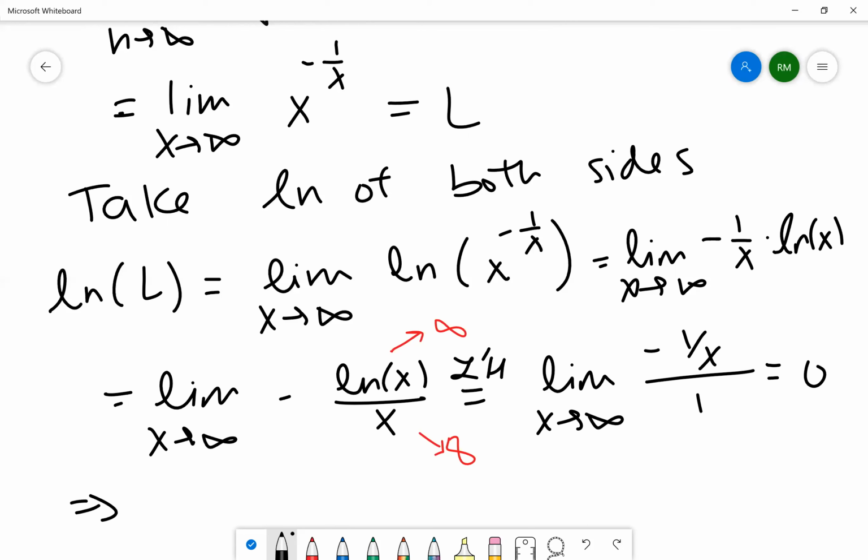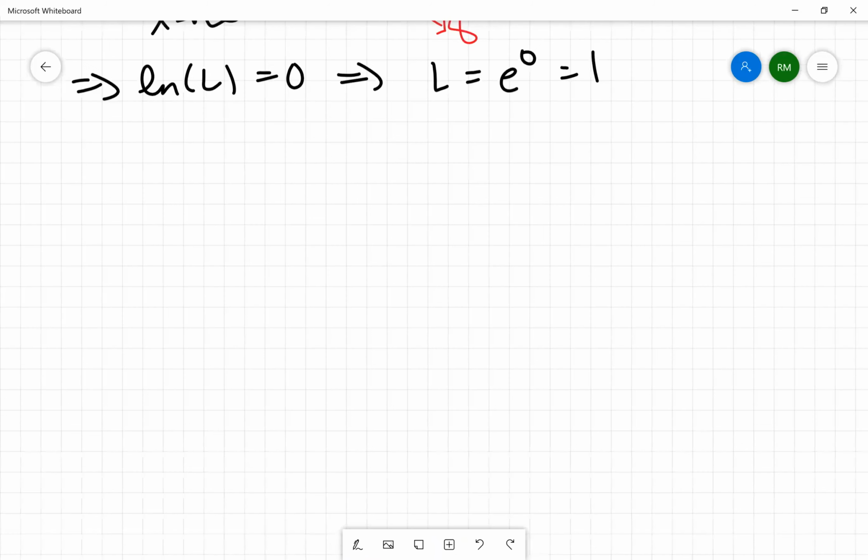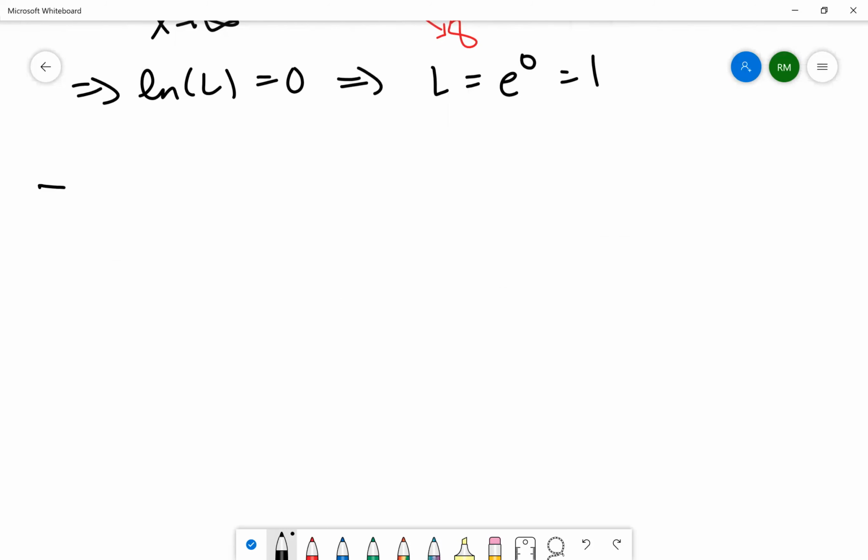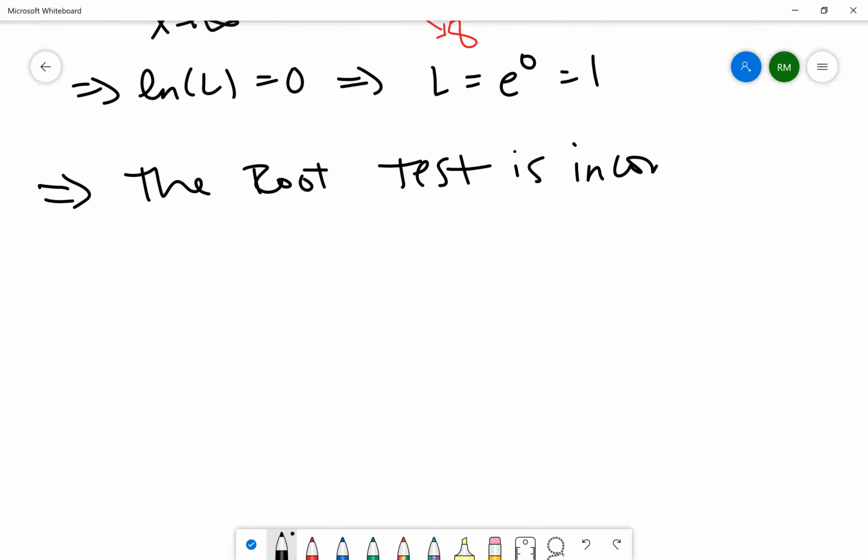And so this tells us that the natural log of our limit is 0, and that means that our limit is e to the 0, which is 1. So after all that work, it told us that the root test is inconclusive.